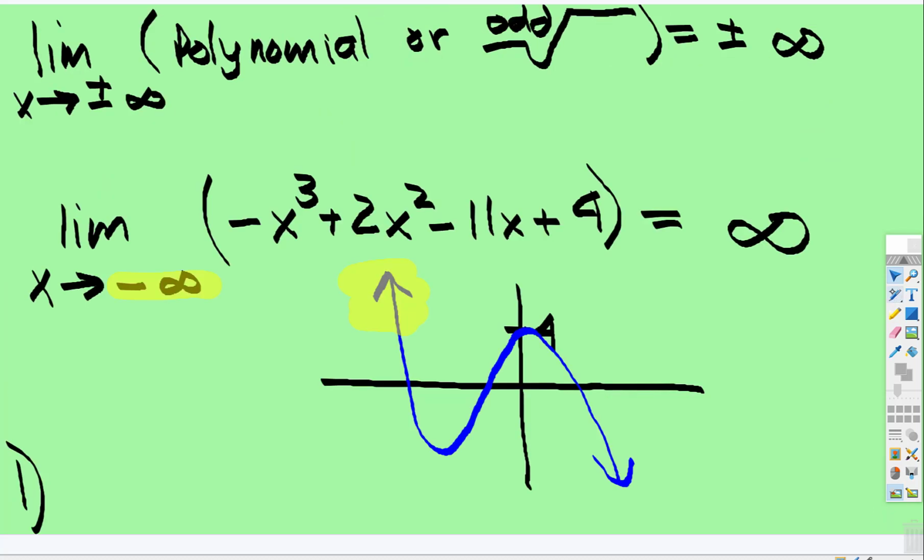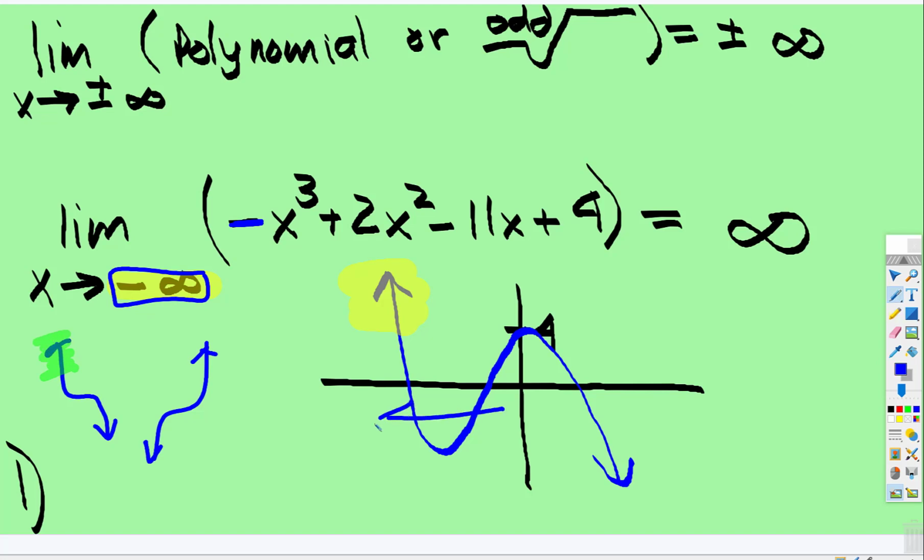So something like this: the limit as x approaches negative infinity of negative x cubed. Well, remember, positive x cubed looks like this, so a negative x cubed looks like this. And if we're headed towards negative infinity, in this direction, what is the end behavior doing? It's headed towards positive infinity.